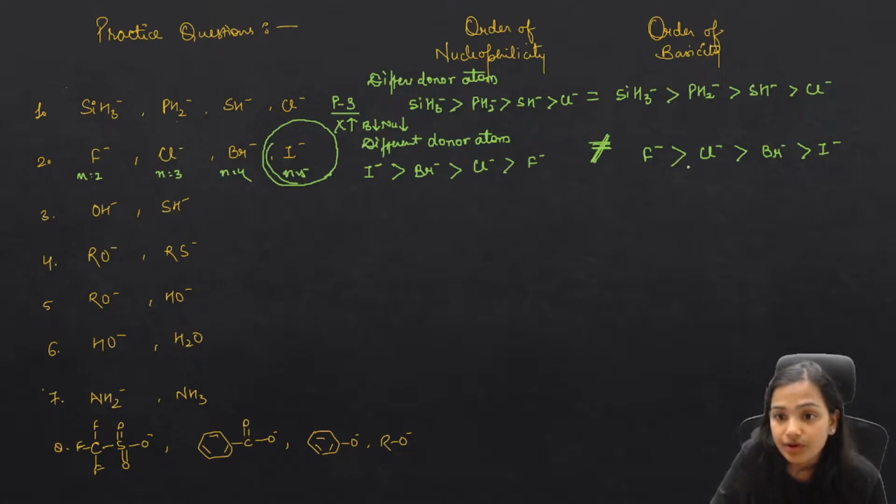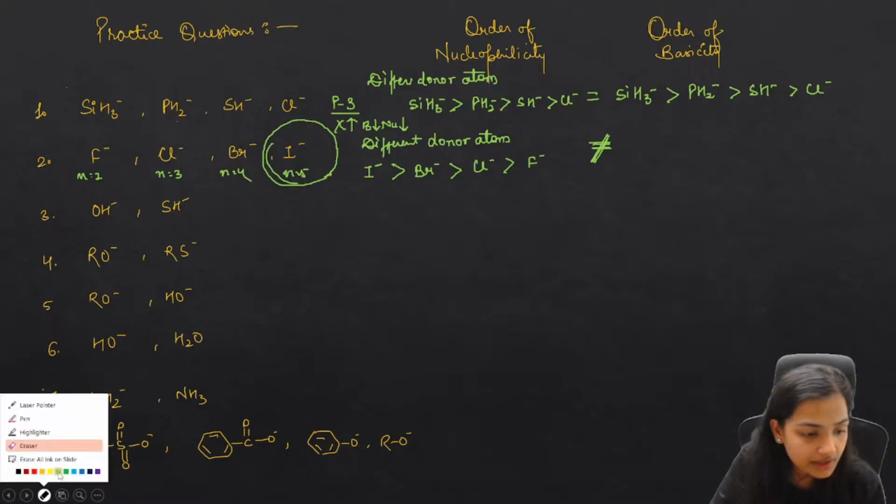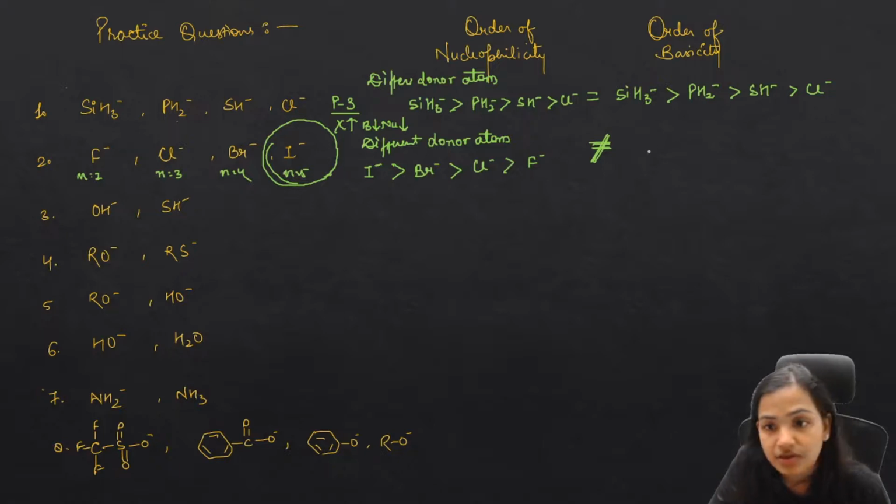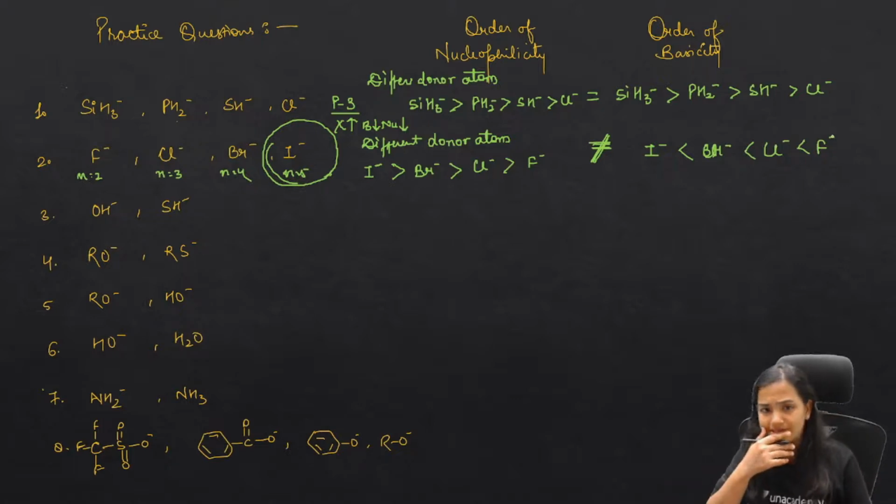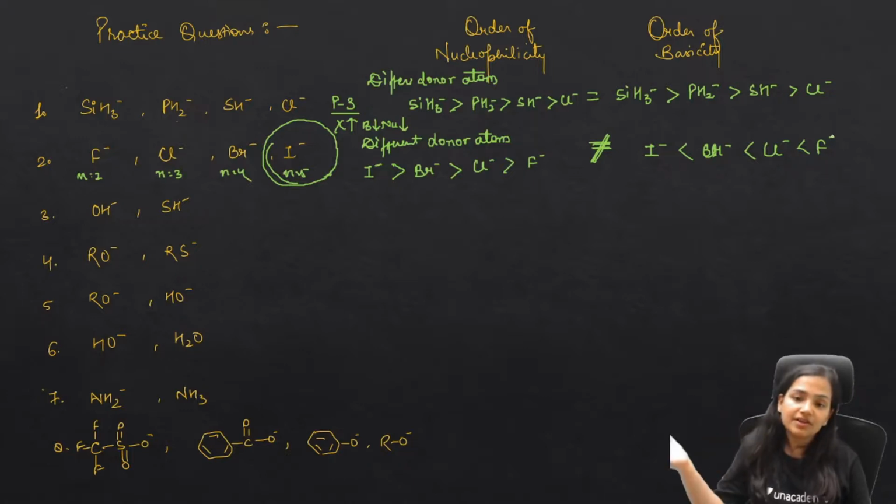If you want to write it another way, you can change the increase-decrease sign: I negative is a poor base, then Br negative, then Cl negative, then F negative. Anyway you can write, it's totally your choice. But basically F negative is a strong base.